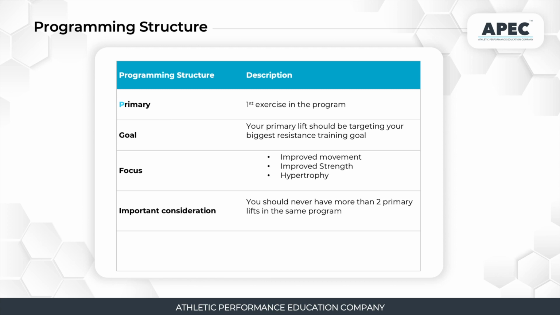So starting with the primary lift, like we said, it's the first exercise in the program. The goal of the primary lift should be to target your biggest resistance training goals. So if you want to become stronger in the lower body, you need to have a strength-orientated exercise as your primary lift. If you're looking to put on muscle mass, you need to have an exercise as your primary lift which is going to target that.